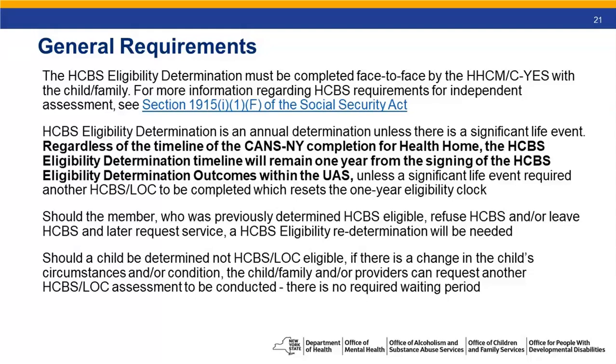As I already mentioned, our UAS holds our CANS tool for health home acuity, as well as the HCBS eligibility determination. The CANS tool needs to be completed every 6 months unless there's a significant life event. The HCBS eligibility tool needs to be done on a yearly basis unless there's a significant life event. So we know that these timelines won't sync up on a regular basis, but it's important that you know that each one has a timeline, and within the UAS system, there is a clock for each of those tools so that you know when the next one will be due.